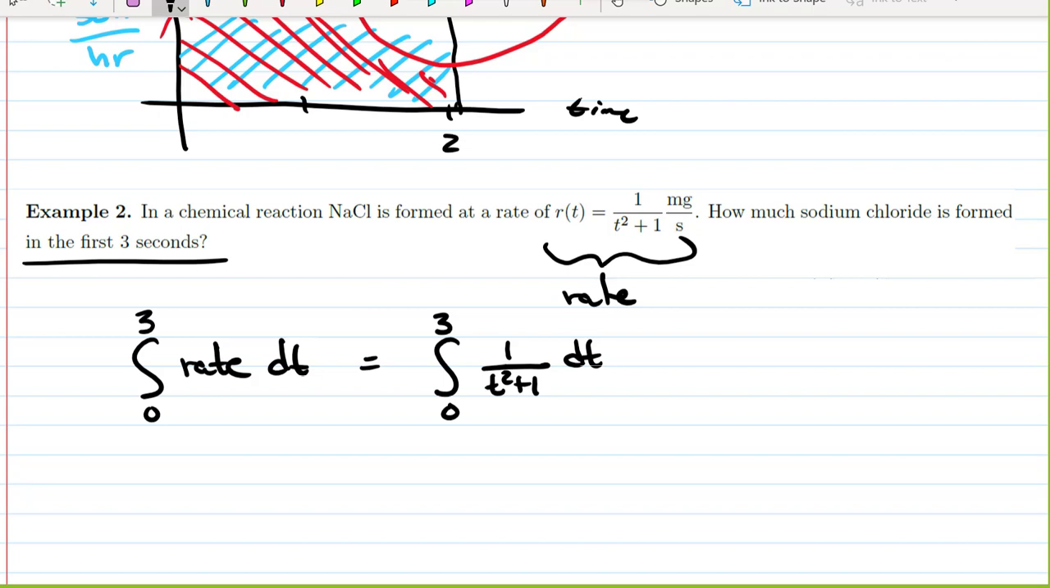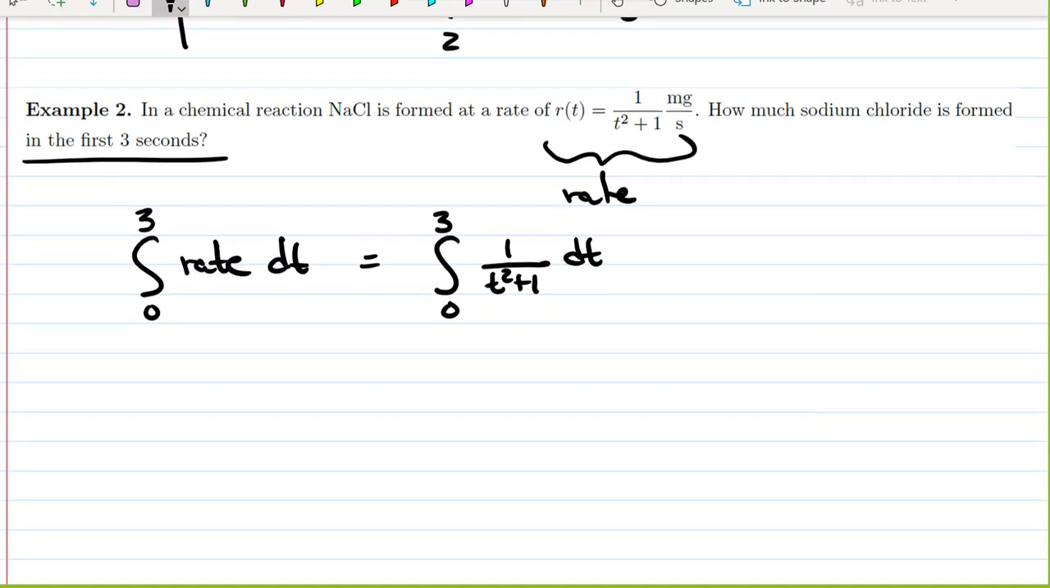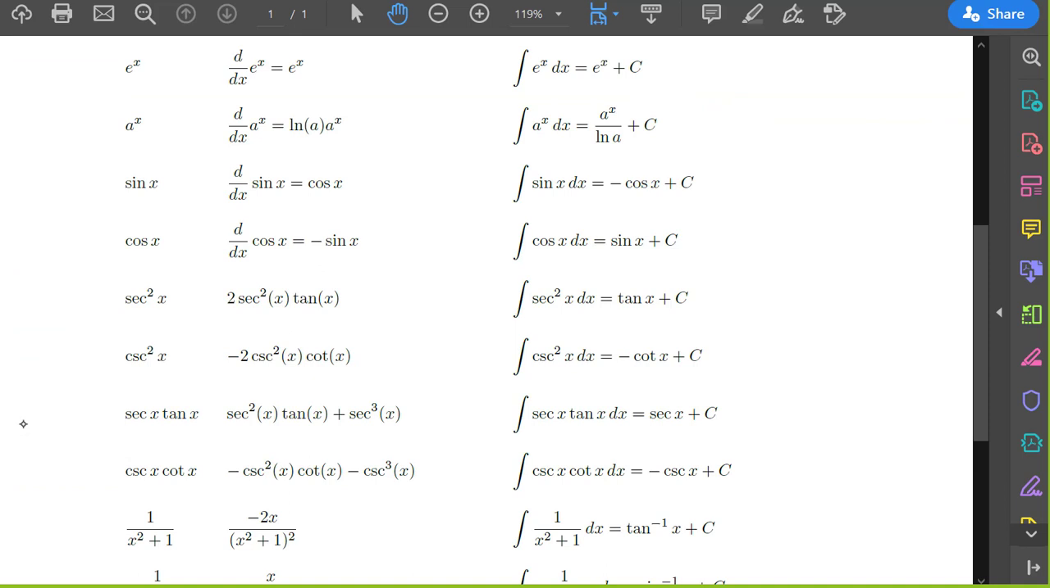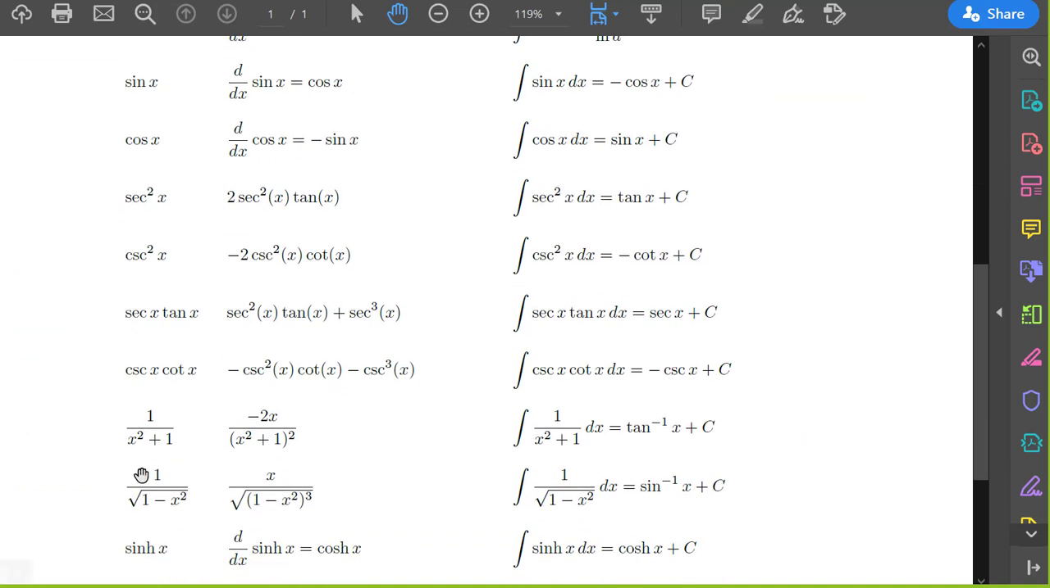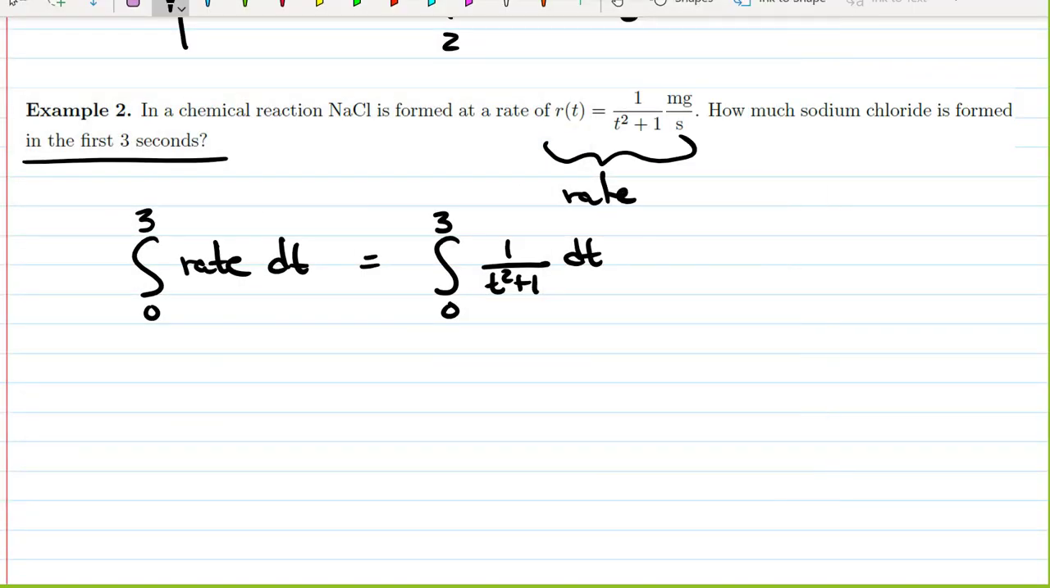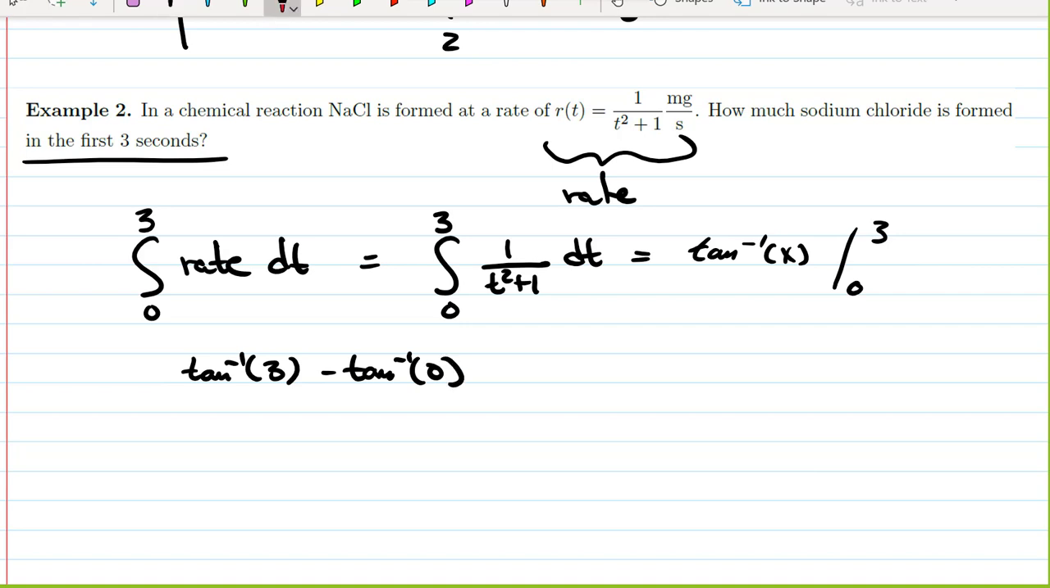And that will tell us the amount of sodium chloride formed in the first 3 seconds of that reaction. Okay, so we look at our integral sheet and we find the integral of 1 over 1 plus t squared. Well, that's going to be right here. And 1 over x squared plus 1 dx has integral inverse tangent of x. So this is going to be the inverse tangent of x evaluated from 0 to 3. So that gives us the inverse tangent of 3 minus the inverse tangent of 0. And the inverse tangent of 0 is 0. So the exact answer is the inverse tangent of 3.